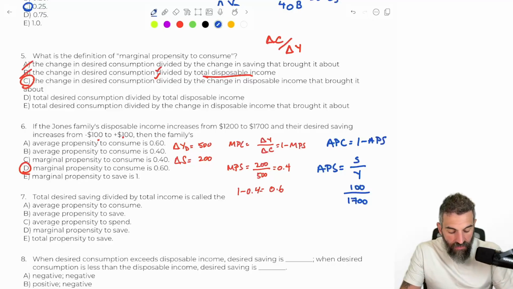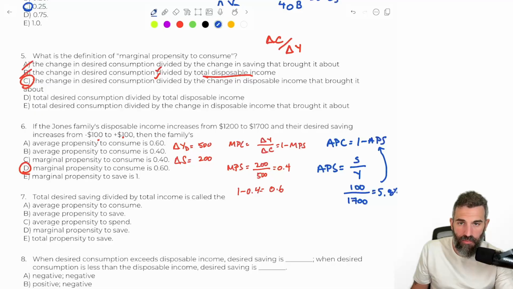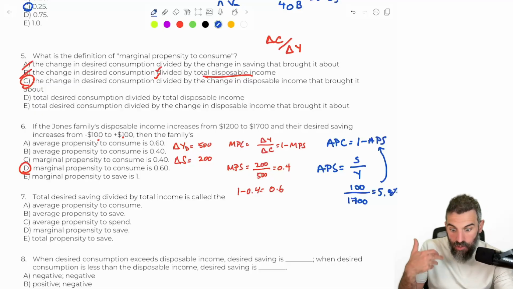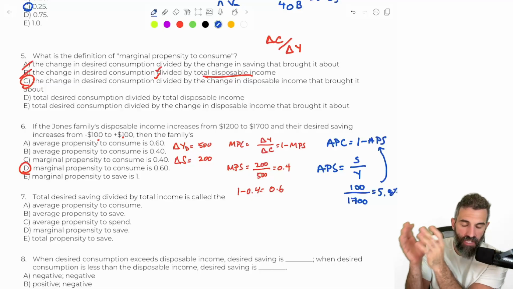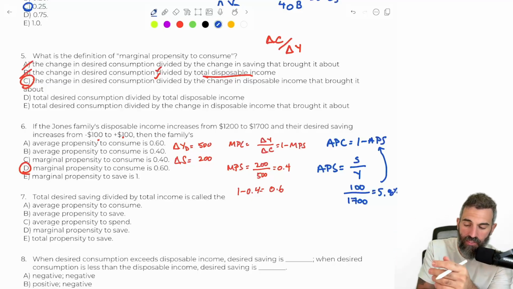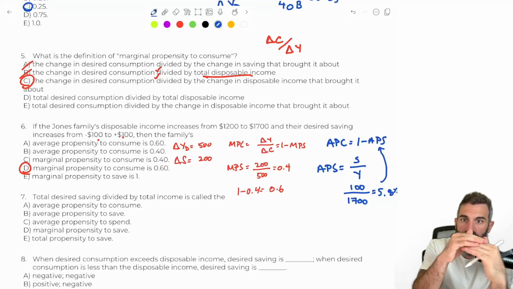So you're really saving just 5.8% of every dollar. So your APC would be 1 minus that. It would be close to 95%. It means you're basically consuming 95%. So the important thing here is that if you're looking for marginals, you look at the change in income, change in consumption, change in savings. But if you're looking for the average propensity, you look at the totals.